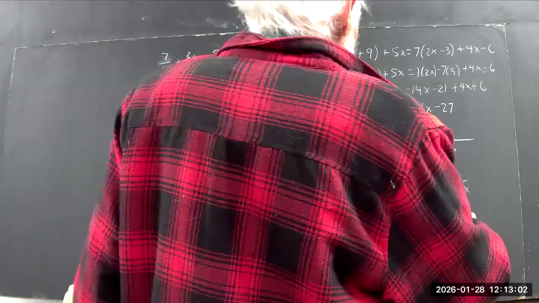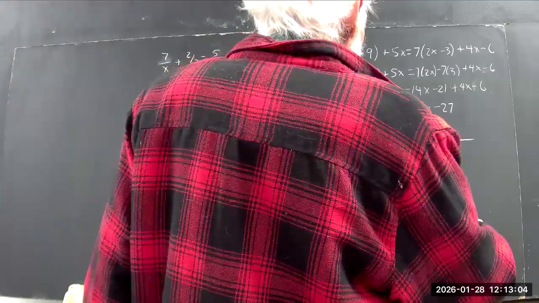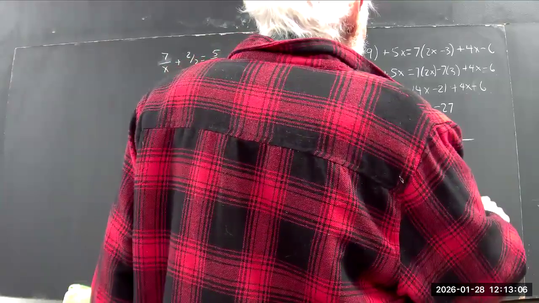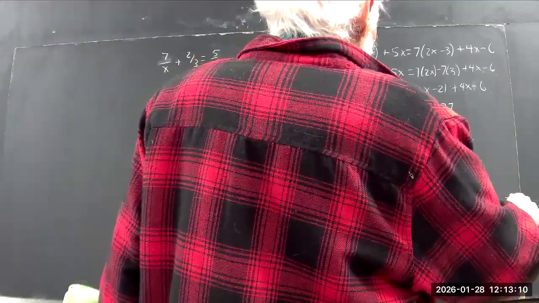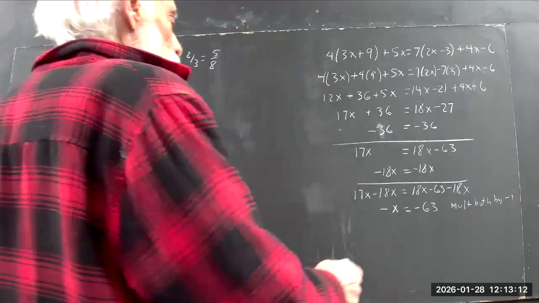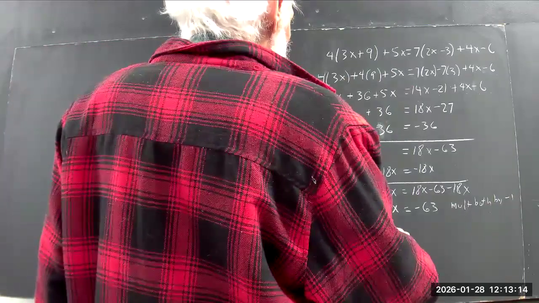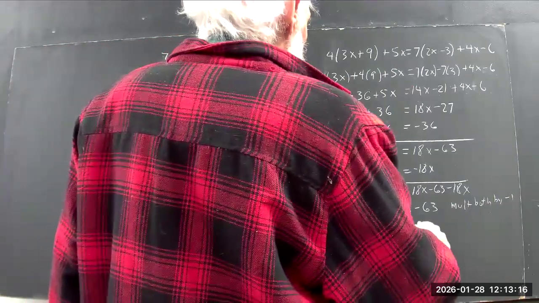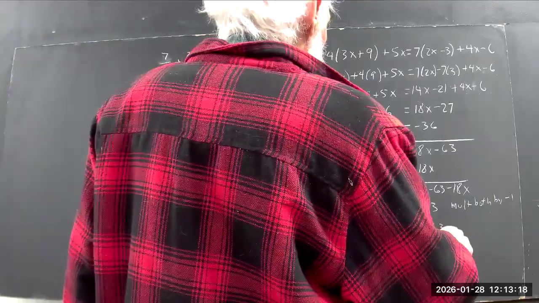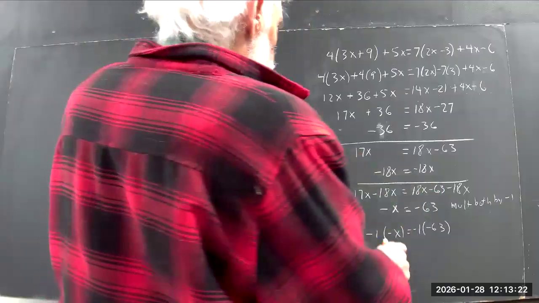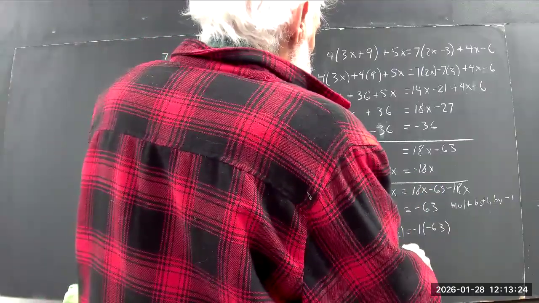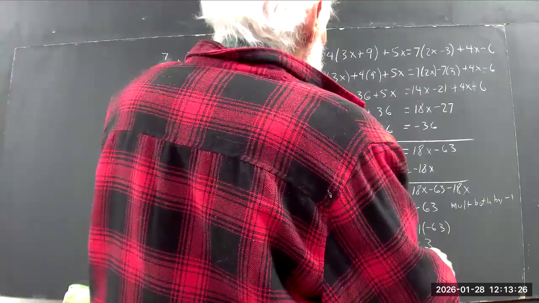So I multiply both sides by negative 1. I'm going to write that out because we haven't done that before. Multiply both sides by negative 1, we get negative 1 times negative x equals negative 1 times negative 63. So the negative x equals negative 63 is going to become x equals 63.